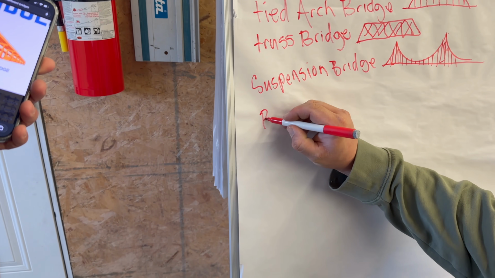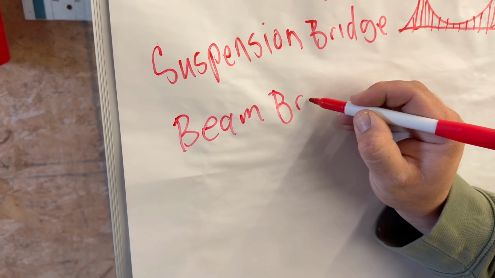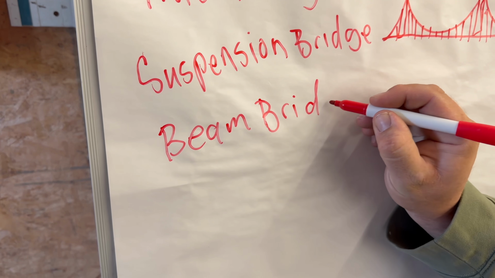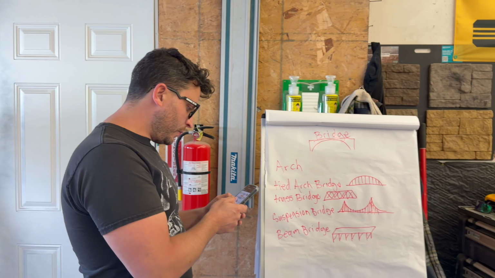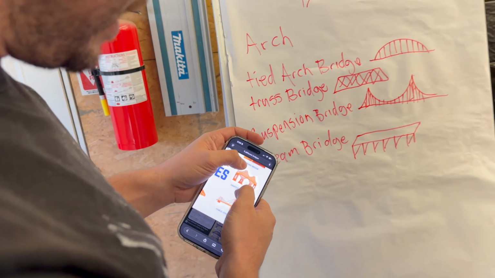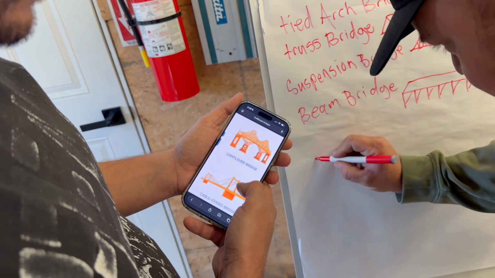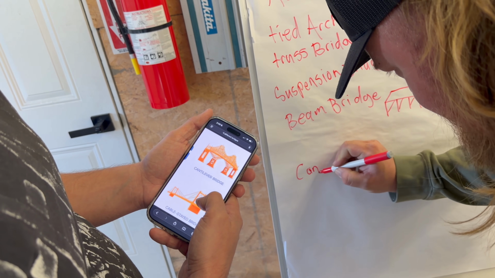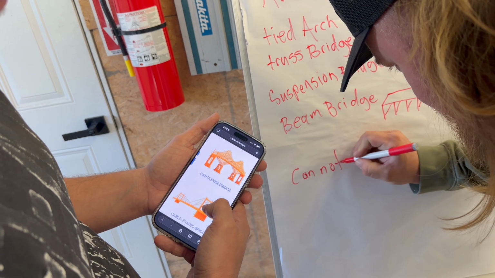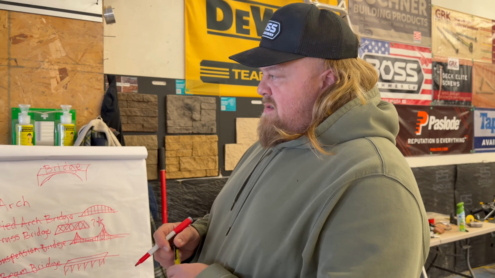We have a beam bridge. It's basically a road that's supported by beams. And then we have the last one, the cantilever bridge. And I think that's a little out of scope. That's a little beyond what I'm capable of. How about this?